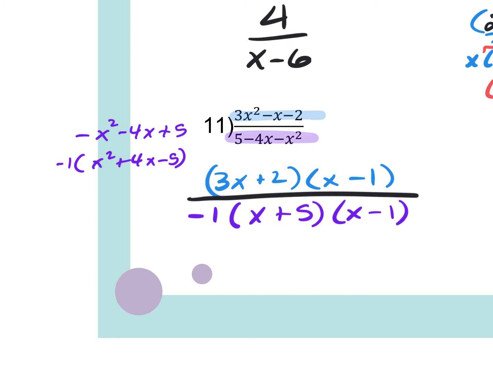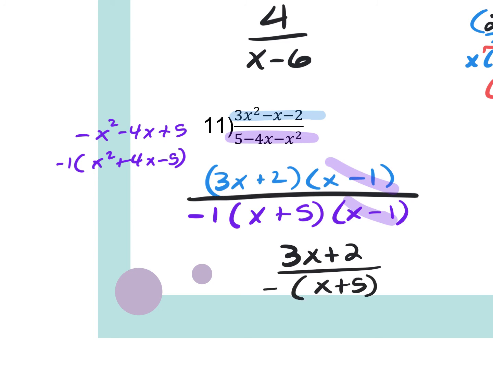And now I can look for things to simplify. And notice the x minus 1's cancel. And now you're just left with 3x plus 2 over, and I can just leave it as a negative sign, x plus 5. You could have also factored it backwards like I did on number 10. Or you can factor out the -1 to begin with and put it in standard form.